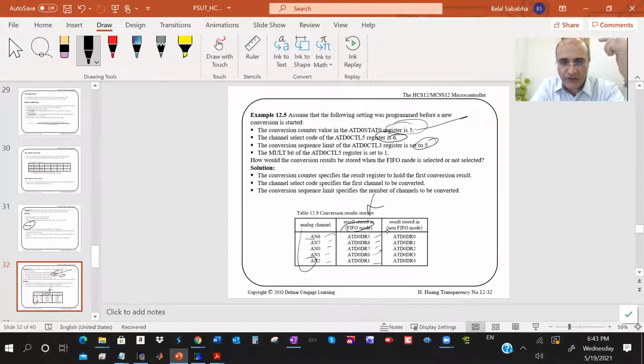In the non-FIFO mode, channel 6 will be stored in register 0, and 7 will be register 1. Always, you start from 0 and save according to the number of conversions you're doing. You're doing 5 conversions, you store from 0 to 4. You're doing 6 conversions, you store from 0 to 6. If you're using the FIFO mode, you start from the location specified in the status register 0.